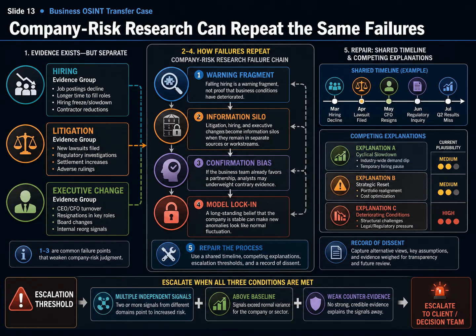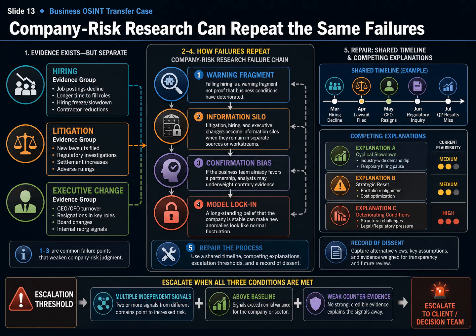Now add decision pressure. A business team wants the partnership to proceed, so negative evidence is described as temporary. The company has looked stable for years, so each new anomaly is absorbed into the old model. Nobody needs to fabricate evidence. Several small acts of discounting can produce the same result.